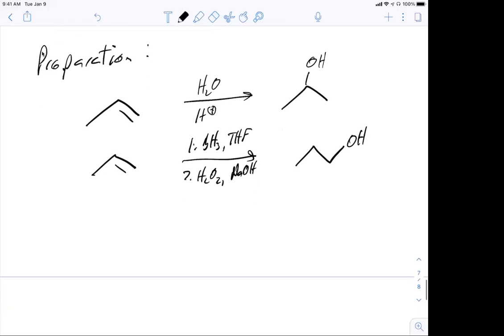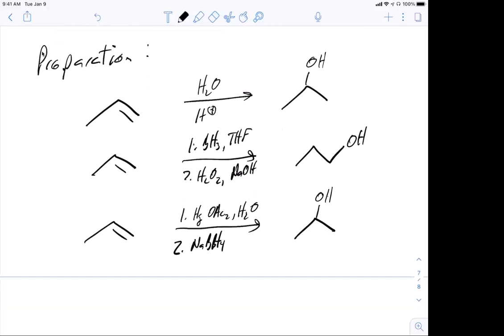Again, these are reactions that you should be studying for the alkene unit. We could also take an alkene and react it with mercury acetate in water, followed by sodium borohydride. That still gives Markovnikov, but with no rearrangement. So again, three different ways to do this.